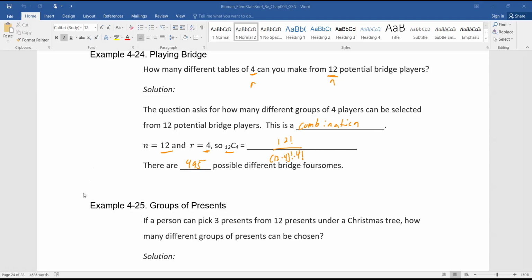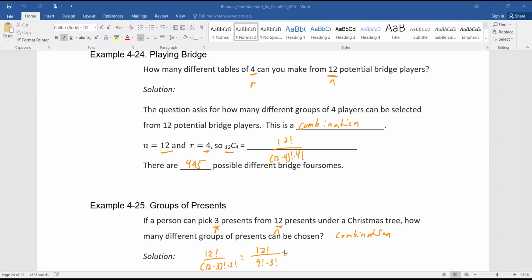All right, let's look at example 12 there. Groups of presents. If a person can pick 3 presents, so that's my r, from 12 presents, that's my n, under a Christmas tree, how many different groups of presents can there be? It looks like if I select the present the first time, or the second, or the third time, it doesn't matter. It will still be one of my 3 presents. So in this case, this tells me it is a combination. So again, that's the first thing I want to determine. And then I'll do 12 factorial over 12 minus 3 factorial times 3 factorial. So this ends up being 12 factorial over 9 factorial times 3 factorial.